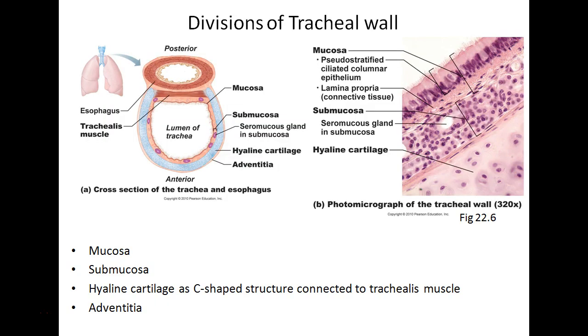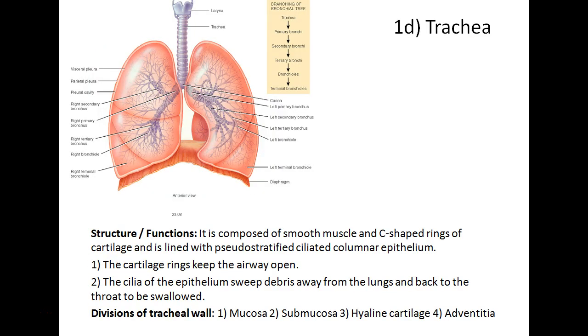So let's take a look at, here we go, that's a better view. Really quick before we move on to that structure, the function of having a trachea is very simple. It's just simply a passageway for air, and it's these cartilage rings that keep the passageway open. In addition to those cartilages, we also have cilia, those tiny hair-like structures on cells, that sweep debris from the lungs back to the throat to be swallowed.